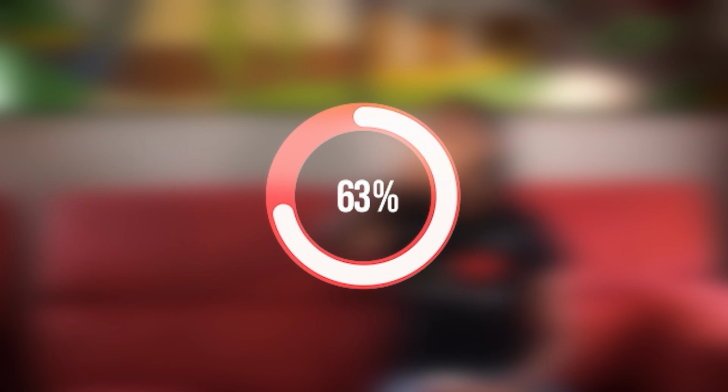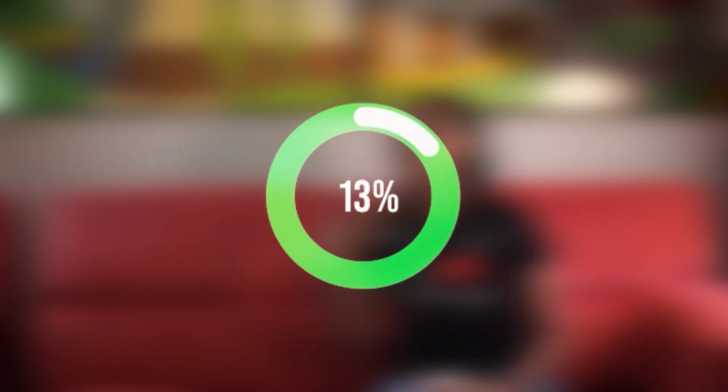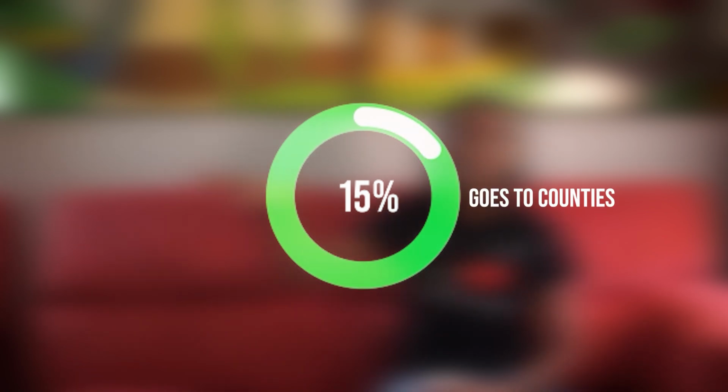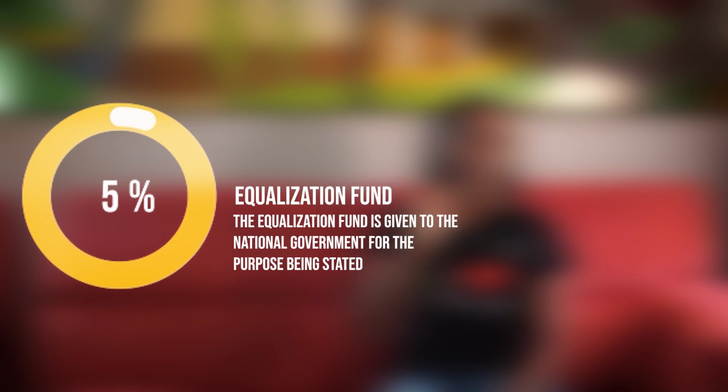So 85% of all the revenue collected goes to the national government, and by national government we mean ministries and parastatals. And then there's a 15% that goes to counties. So counties, the 47 of them, get funding from that 15%. And then there's a 5% known as the Equalization Fund. Now the Equalization Fund specifically is for dealing with historical marginalization, and that is by providing water, roads, health facilities, electricity, and so much more to these areas that were historically marginalized. However, it's not operational.